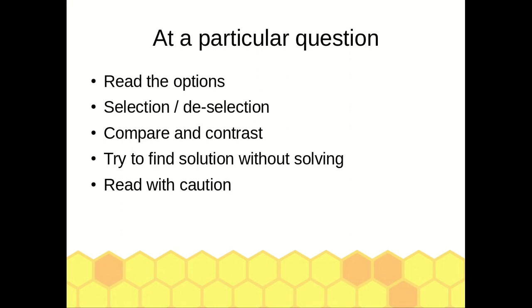Sometimes the deselection process is very fast. So what is the deselection process? You read the options and then eliminate the wrong options. So you have only two choices, and from those two choices you have to select an option by using some calculation or using logic, whatever.